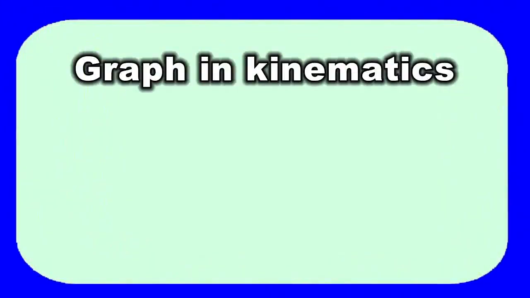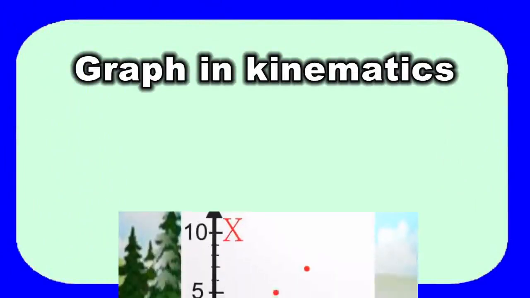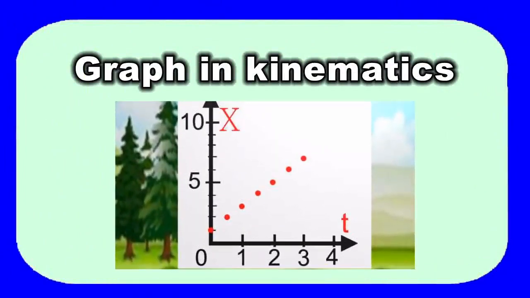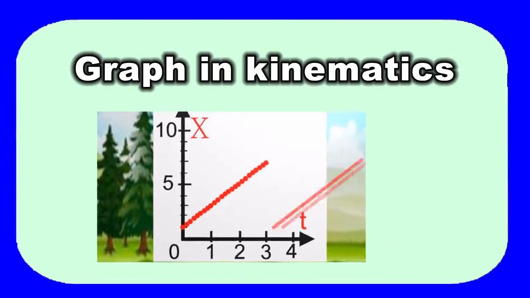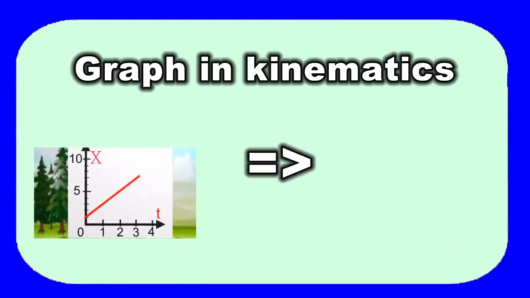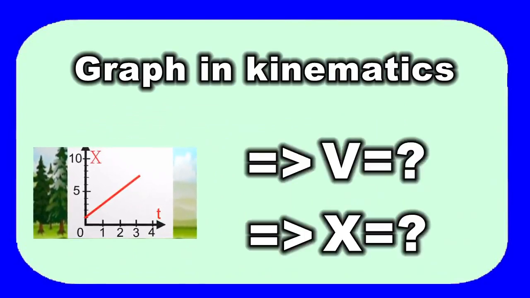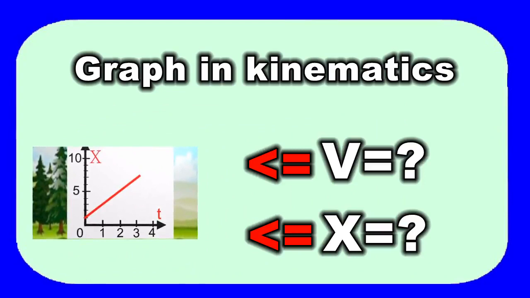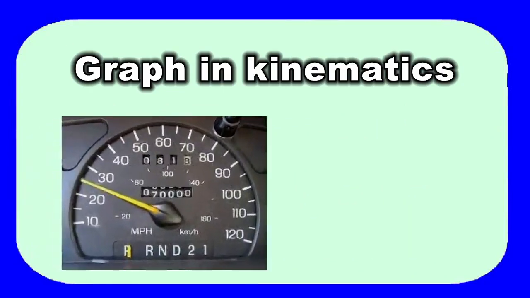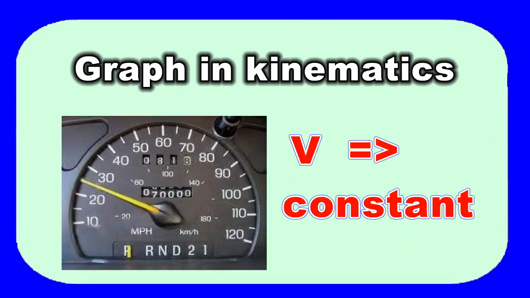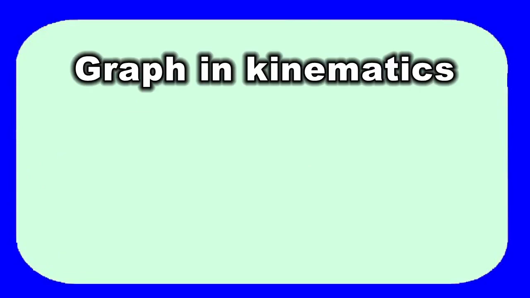Graphs in kinematics. Earlier we talked about velocity and graph separately. But now we want to show the relationship between the two, that is, if we have a graph, how can we find the velocity or the moving object's place and vice versa? We are currently talking about moving at a constant velocity. In kinematics, three main types of graph are examined.